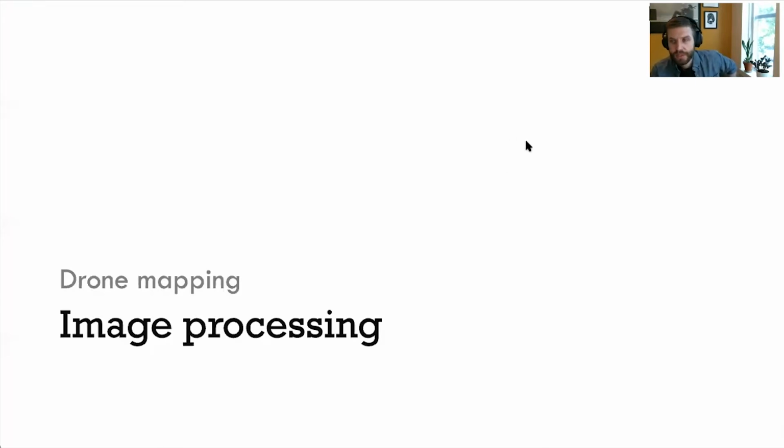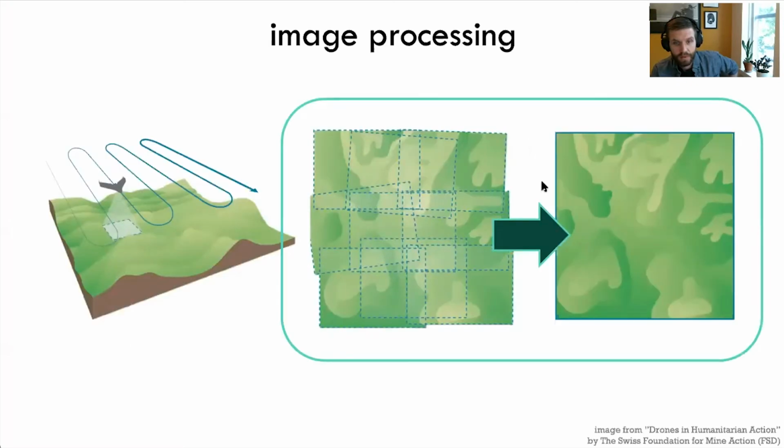After collecting all the images, there's image processing. So here you can see in the first image that you have a drone that's flying back and forth in these lines, collecting images as it goes. Then you have maybe several hundred or even several thousand images covering the area with the overlap and side lap. And then the image processing stitches those images together like a puzzle into a single image that can be then used like a map in your GIS or mapping software.